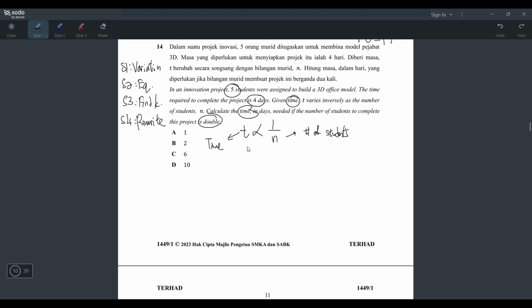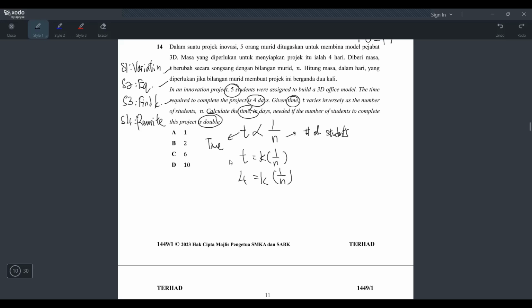So I already wrote down my variation. How to change to equation? You have to add K. But when you add K, you have to write bracket 1 over N like this. It means this one is a times. And then step 1, step 2 done already. Step 3 is find K. But if you want to find K, you have to have your T and N, right? T is 4, because T is time, right? Time taken is 4 days. And then 1 over N is 1 over 5.